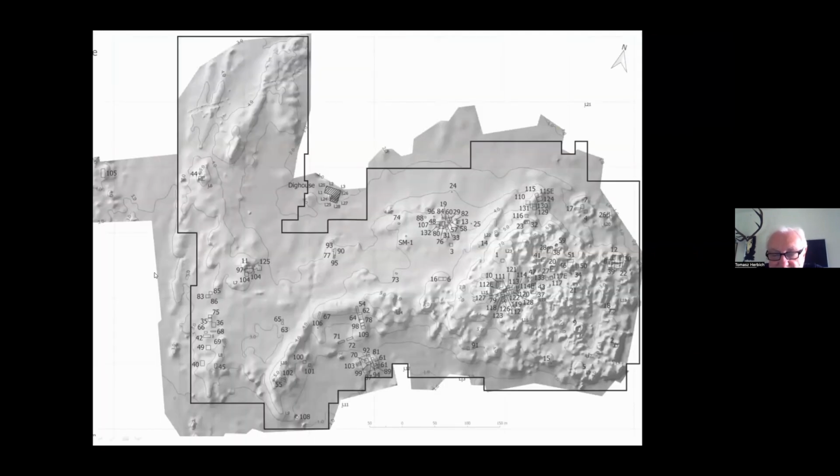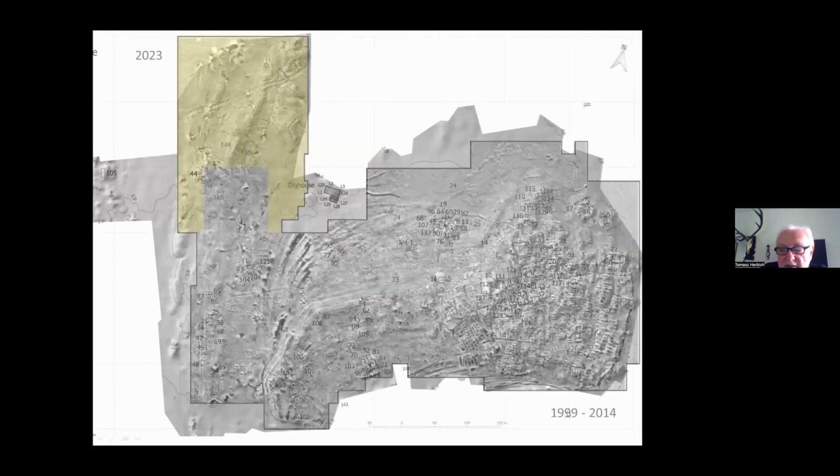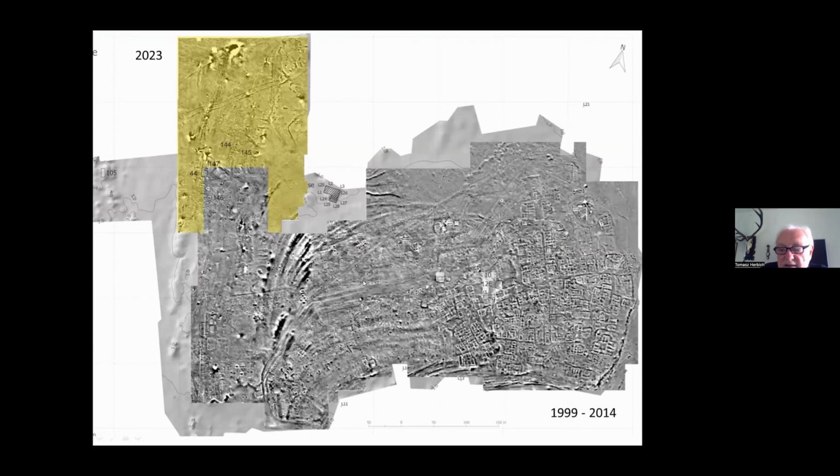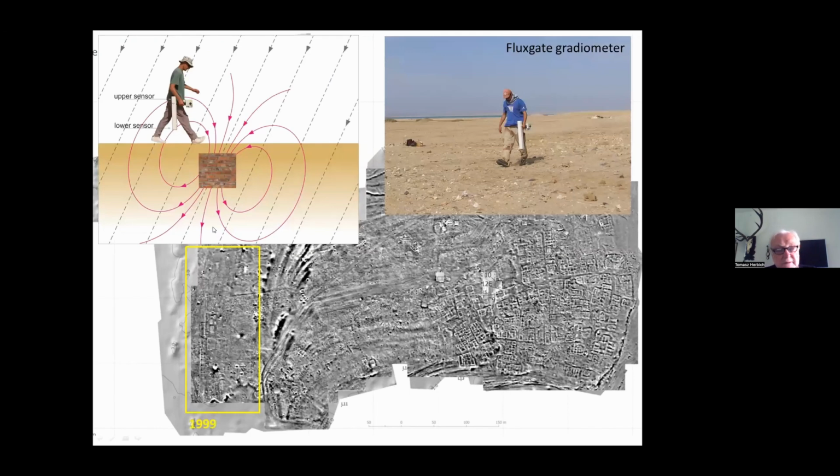This is a map, 3D model of Berenike, and outline of the area surveyed with magnetometry. The survey was started in 1999. It was continued to 2014. There were several seasons of work. And then in 2023, we completed the area of necropolis. The measurements were taken by Konrad Jurkowski from Jagiellonian University.